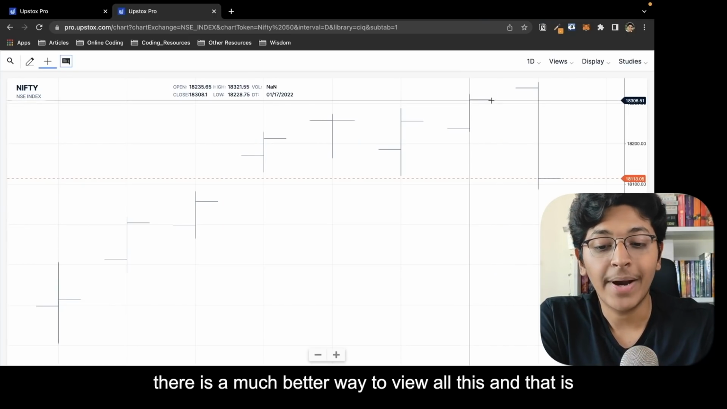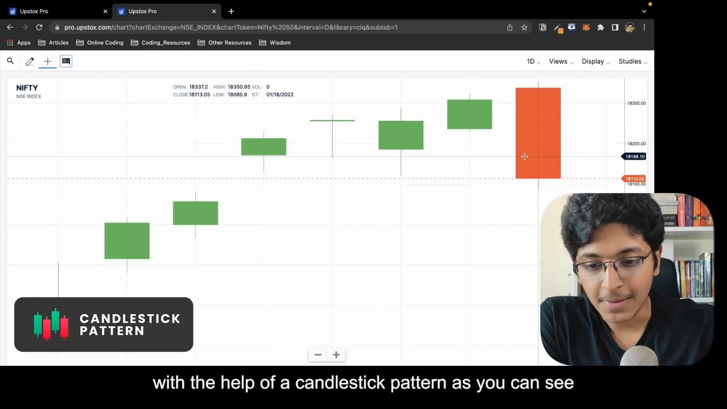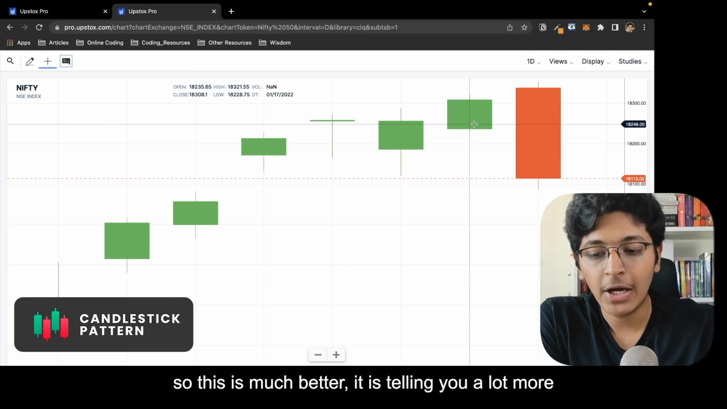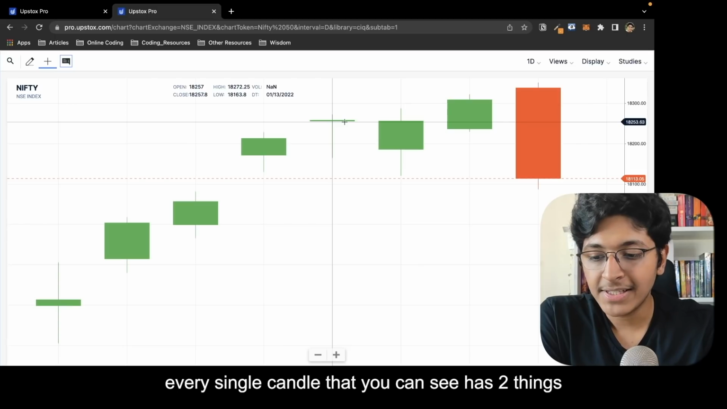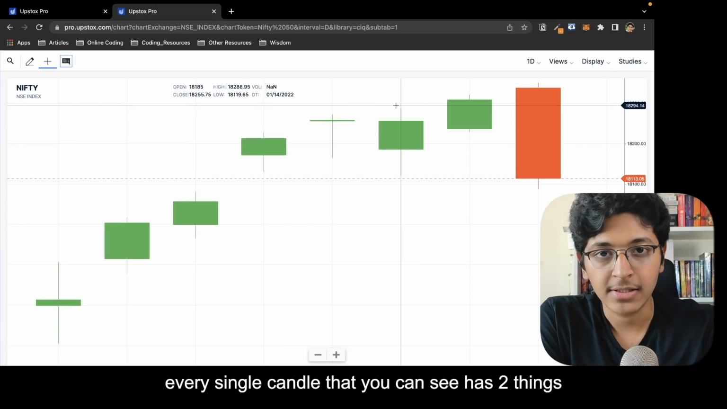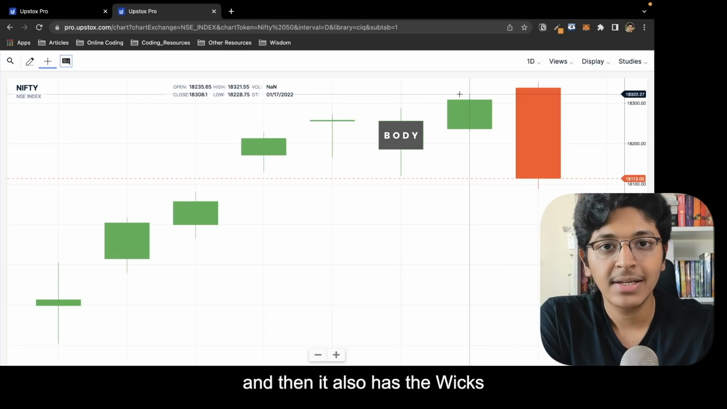There is a much better way to view all this, and that is with the help of a candlestick pattern right here, as you can see. So this is much better. It is telling you a lot more about where the market headed on that particular day. Every single candle that you can see has two things. First of all, it has the body. So this is the basic body of that candlestick, and then it also has the wicks.